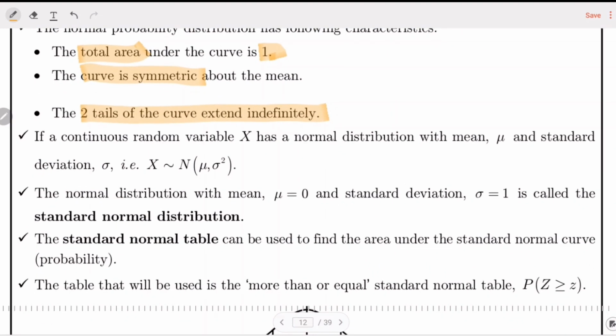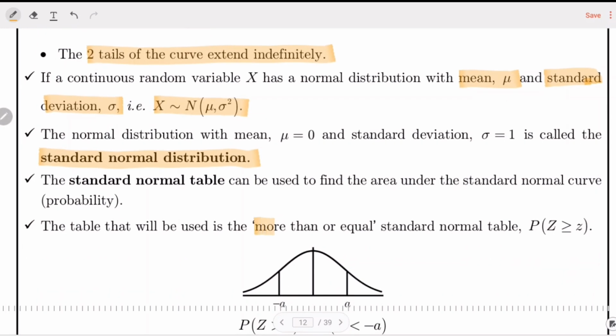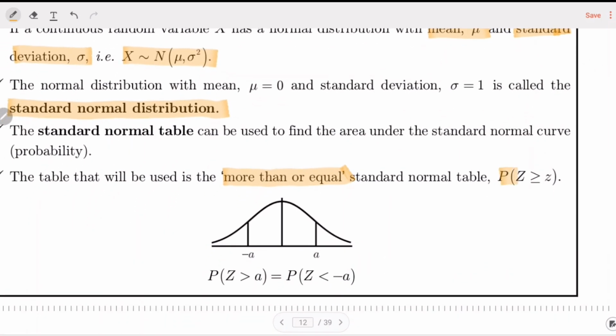If a continuous random variable has a normal distribution with mean mu and standard deviation sigma, that's why it is denoted by X tilde N(mu, sigma squared). The normal distribution with mean equal to 0 and standard deviation equal to 1 is called the standard normal distribution, and the standard normal table can be used to find the area under the standard normal curve. The table that will be used is the standard normal table, which is probability Z greater than or equal to z.